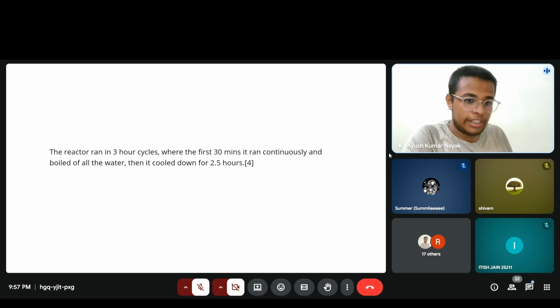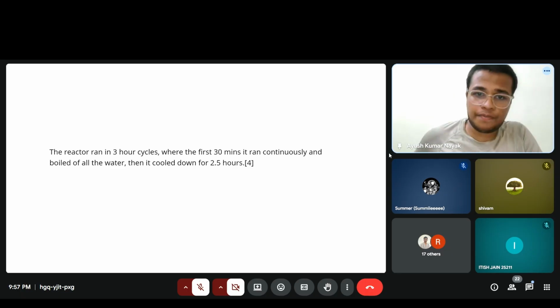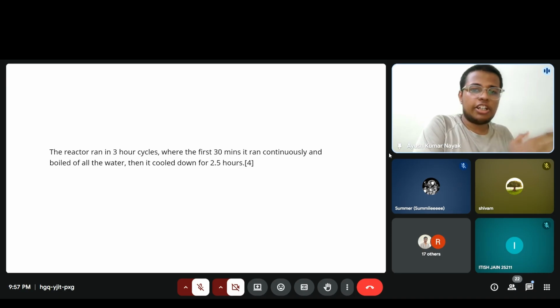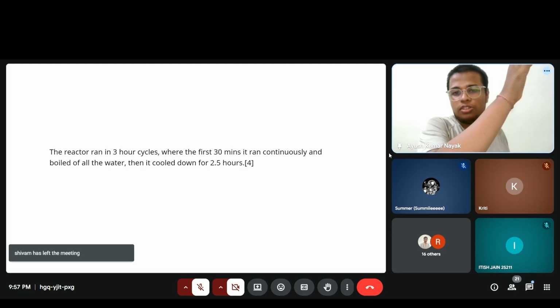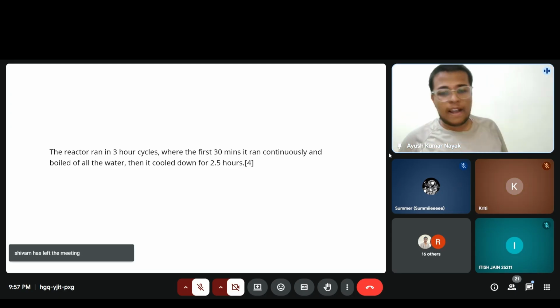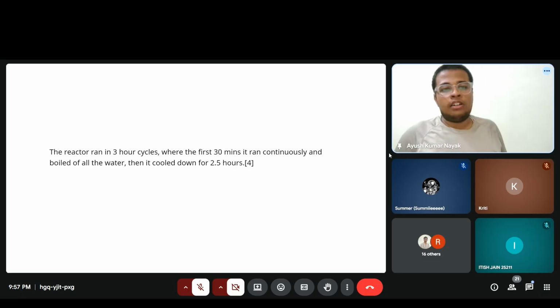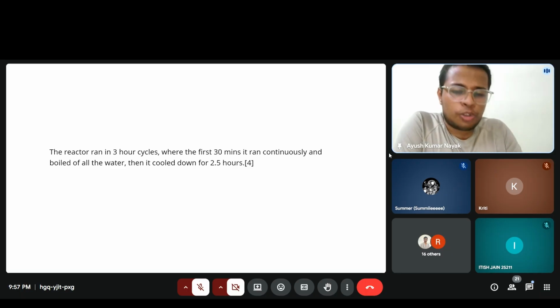The water is being heated and eventually boils off. Now there is no water surrounding the ore deposit. Suddenly neutrons are not being slowed down, and nuclear fission starts to ramp down, and it eventually stops. And then it cools down for 2.5 hours, that's 2 hours 30 minutes.